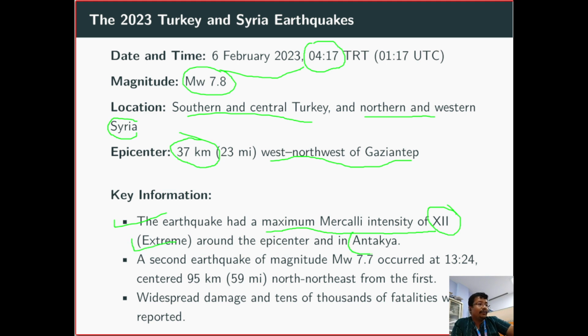And the epicenter was at Antakya, and a second earthquake of magnitude MW 7.7 occurred at around 1:24 in the afternoon, whose center was 95 kilometers northeast of the first one, right? So the second earthquake happened at a distance of 95 kilometers from the first. See, back to back, it can induce secondary impacts or events as well, right? And widespread damage with tens of thousands of fatalities was reported.